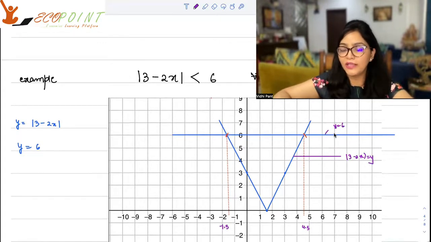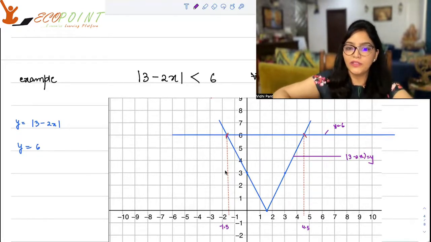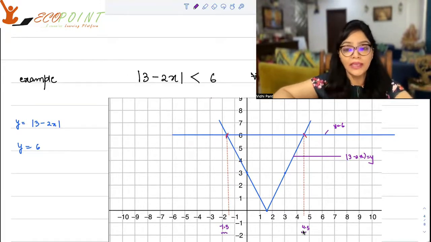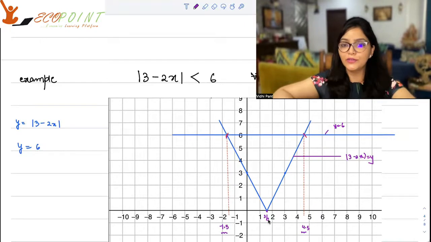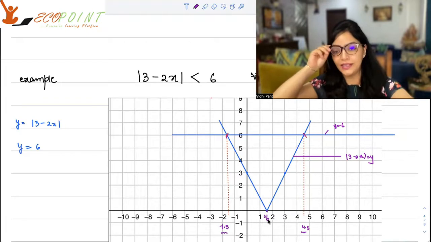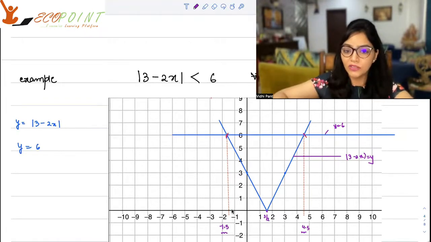If you algebraically solve these two graphs, you will find the points of intersection as minus 1.5 and 4.5 respectively. And the point where your vertex lies is 3 by 2. I've done this with you guys in the previous video. This time we are interested in what are those x's which will satisfy that the absolute value of 3 minus 2x is not equal to 6. It is strictly lesser than 6. Well, yes, you do have such x's.